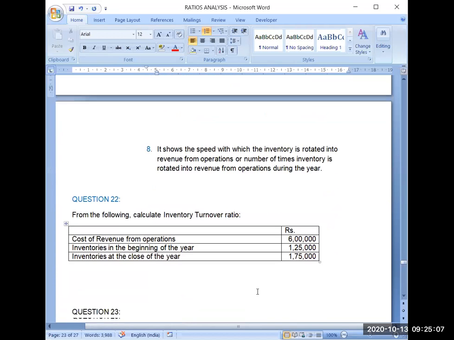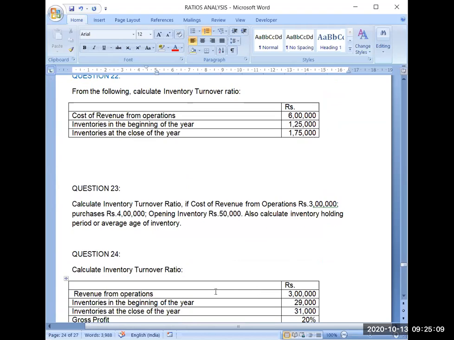So now we will calculate the inventory turnover ratio. From the following, calculate inventory turnover ratio. Cost of revenue from operations 6 lakh. Inventories in the beginning of the year 1,25,000. Inventories at the close of the year 1,75,000. Simple question. All information is given.